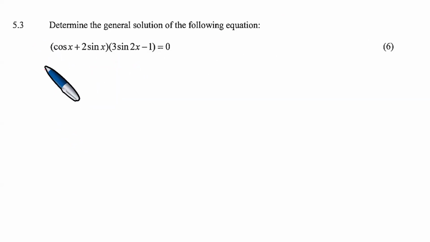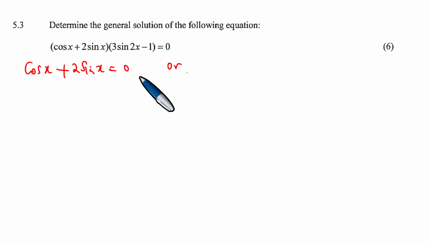Now, to solve this one, we have a product of two expressions equals 0, which means that cosine x plus 2 sine x equals 0, or we have 3 sine of 2x minus 1 equals 0. If the product of two binomials, each with two terms, is 0, it means that each of these is 0 or they are both 0.